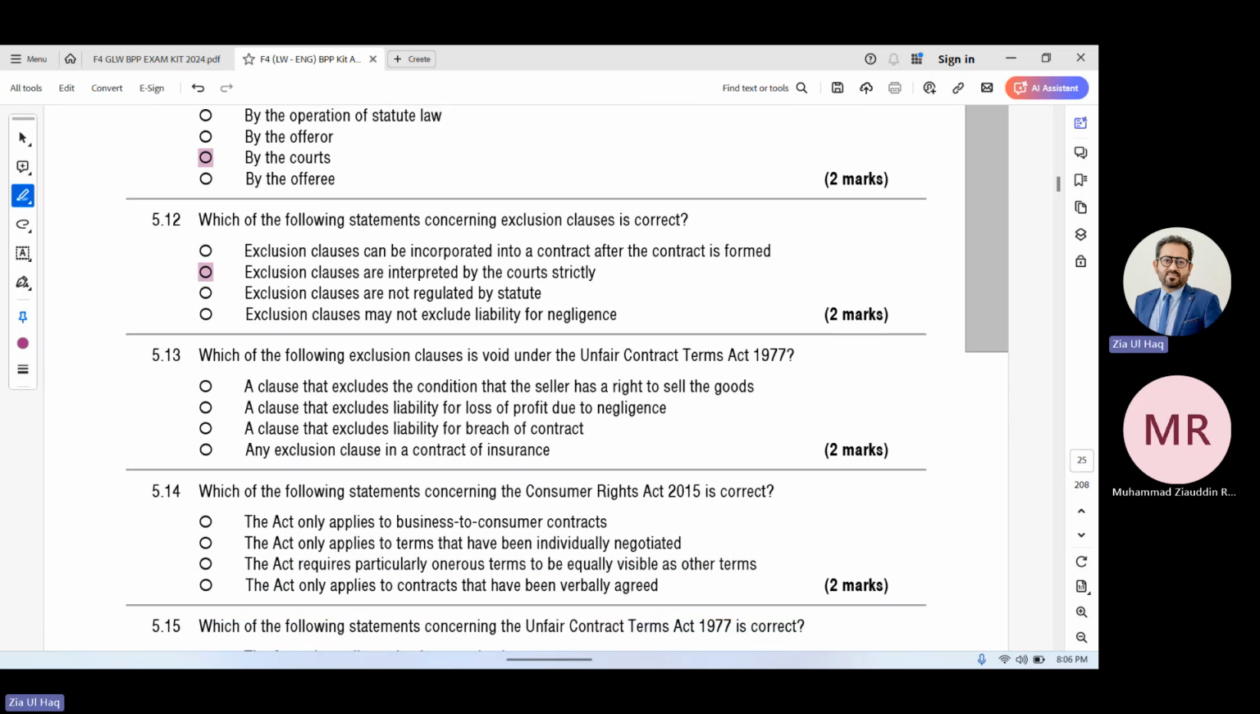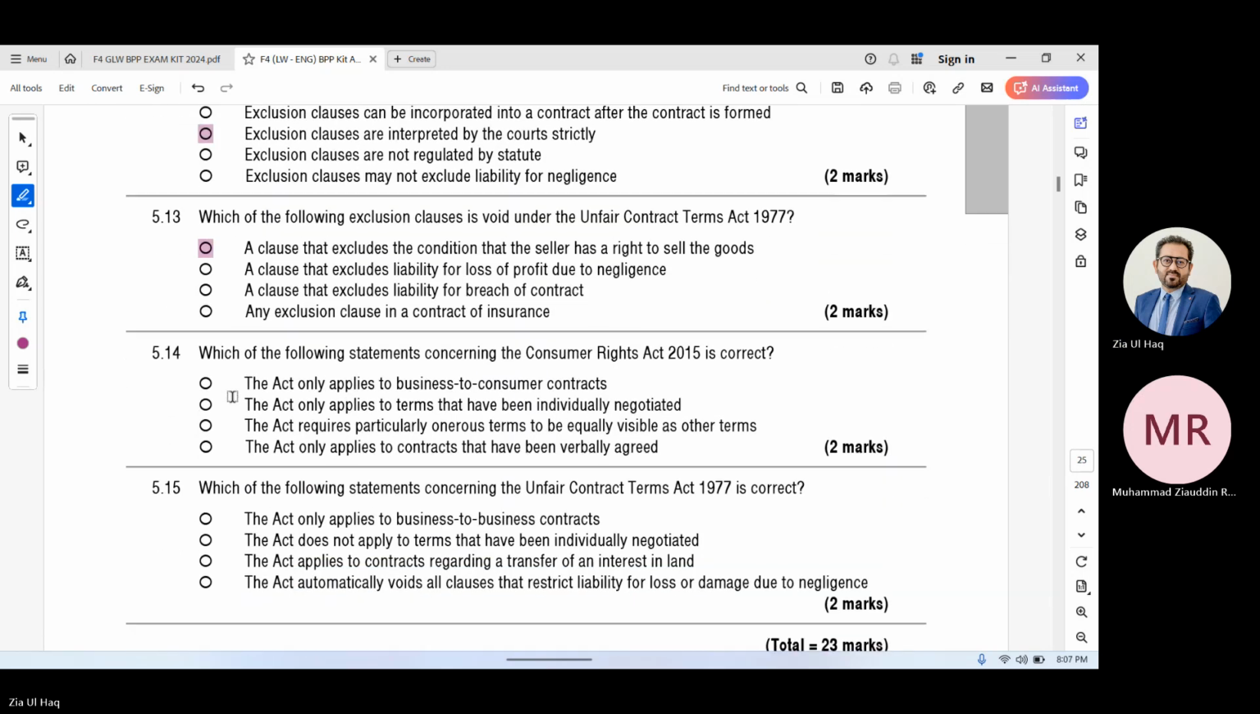5.13. Which of the following exclusion clauses is valid under the Unfair Contract Terms Act 1977? A clause that excludes the condition that the seller has a right to sell the goods. A clause that excludes liability for loss of profit due to negligence. No, loss of profit due to negligence cannot be excluded. A clause that excludes liability for breach of contract. No, breach of contract cannot be excluded. An exclusion clause is a contract of insurance. It's not a contract of insurance. So first is right. A clause that excludes the condition that the seller has a right to sell the goods.